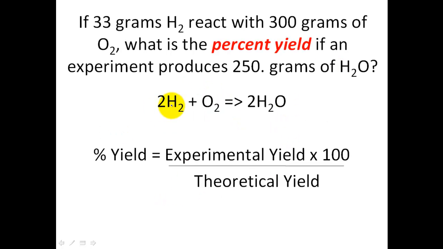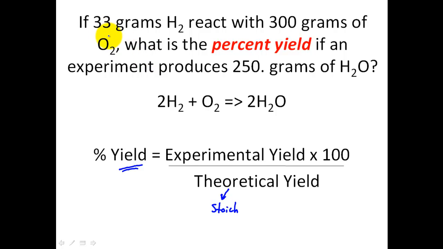Okay, 2 moles of hydrogen react with 1 mole of oxygen to produce 2 moles of H2O. And one of the things we're going to key in on here is what is the percent yield in the experiment. How much did I make compared to what I should have made? As we discussed in the previous slide, my theoretical value is going to come from a stoichiometry problem. The experimental value will be expressed in the problem. Let's check it out here.